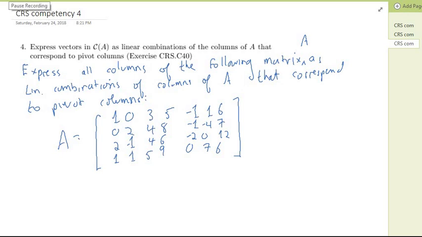Alright, so the last competency in CRS says: express vectors in C of A as linear combinations of the columns of A that correspond to pivot columns. Now we've actually done this before. You use the RREF to identify the linearly independent columns, and then you can use those to get any vector in the column space. But let's do it again. It doesn't hurt to see another example.